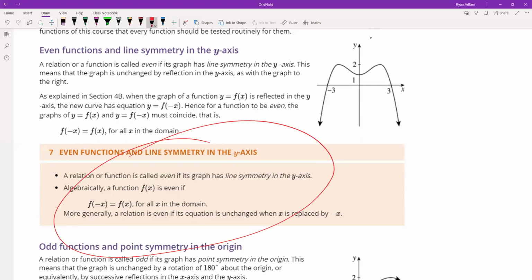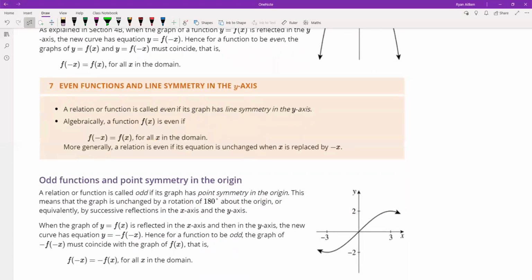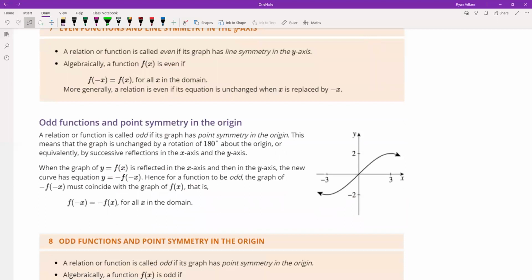Cool. And that's essentially the takeaway point. A relation or a function is called even if it has the y-axis as a line of symmetry, or algebraically, if f of x equals f of negative x. Odd functions are the opposite. For an odd function, f of negative x will equal negative f of x. Then that's the odd function.